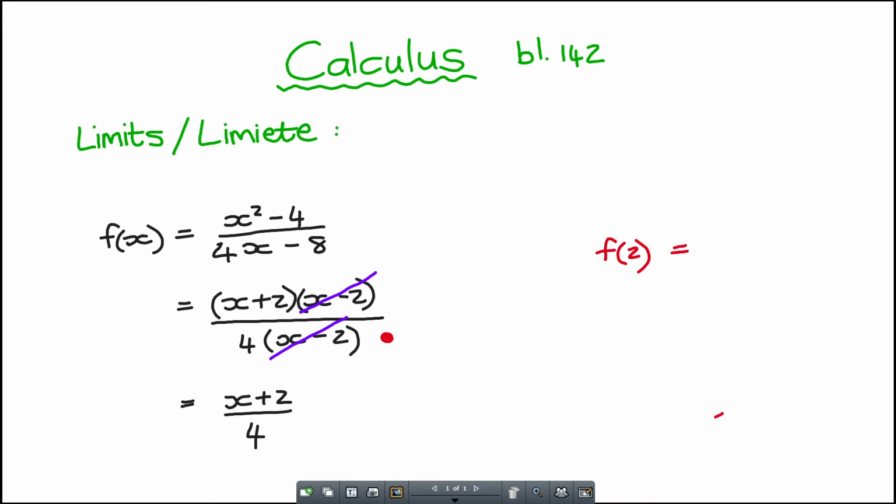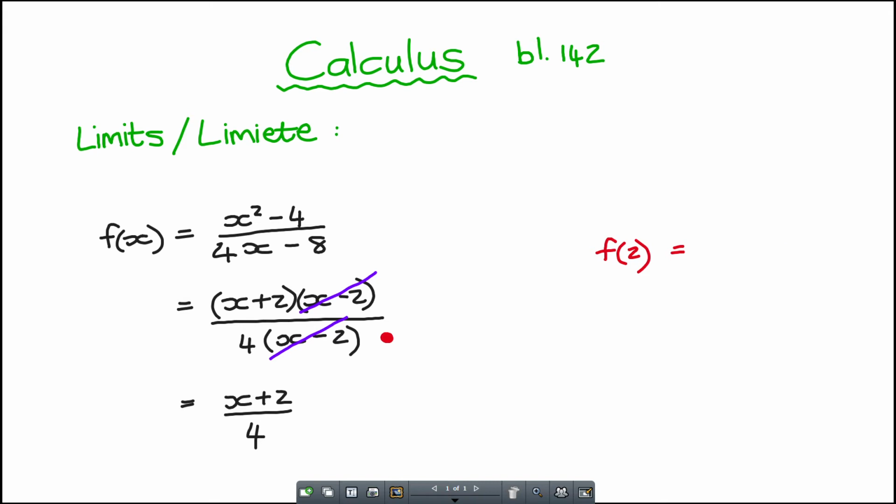Hy sou vir my gegee het something over 0, nee? In other words, undefined. Stem julle saam, nee? Ek moet nie dit so skryf nie. Ek gaan nou daar regmaak.